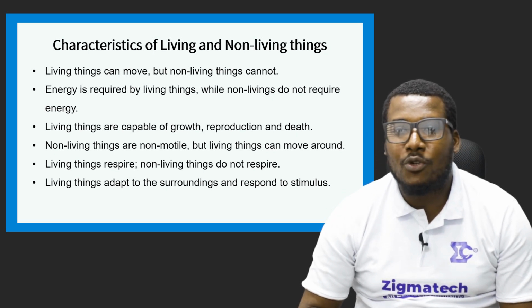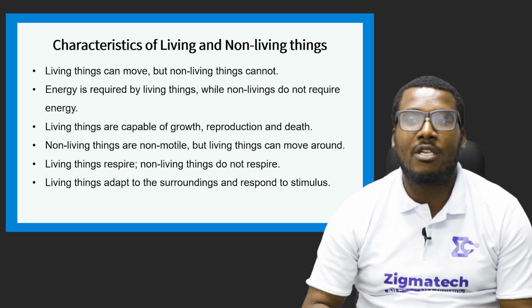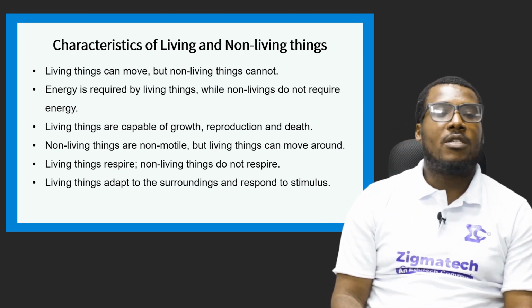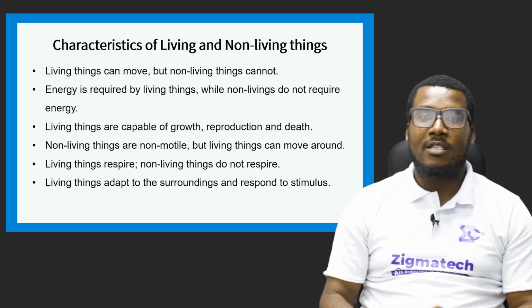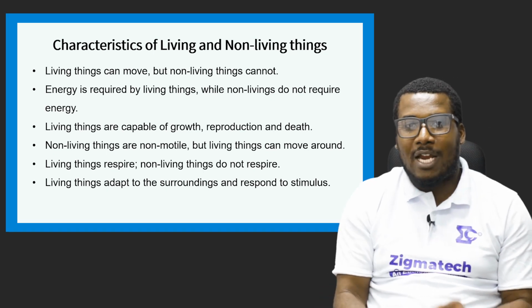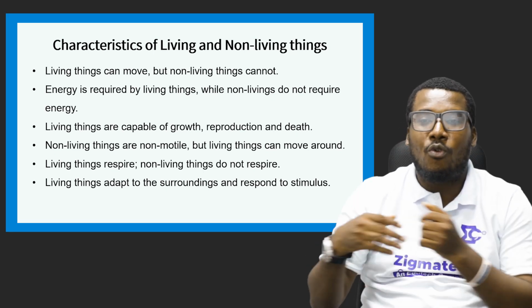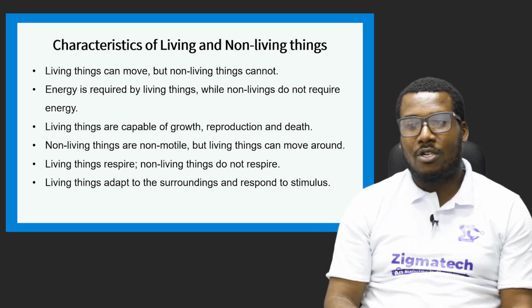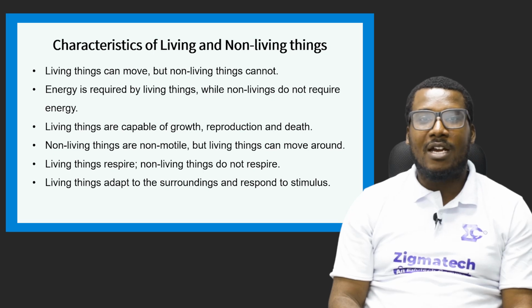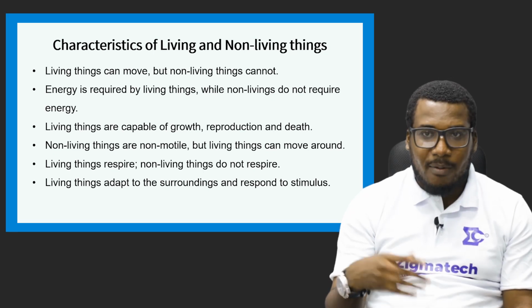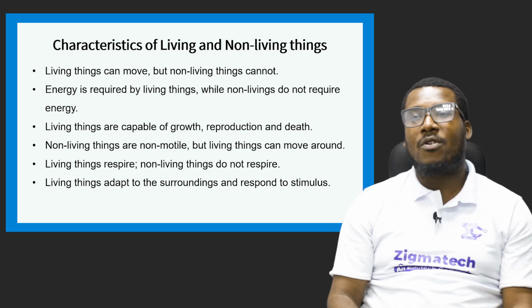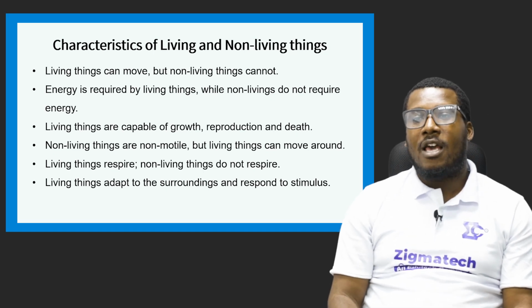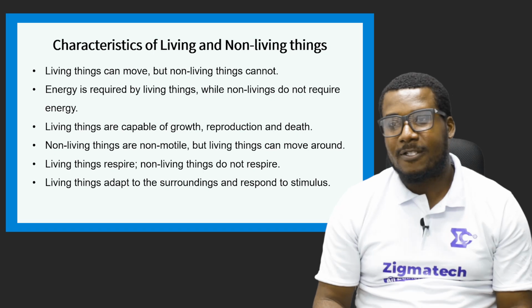Number six, living things adapt to their surroundings and respond to stimulus. Non-living things do not do this. For example, we get to a cold climate, we can adapt there and try to fit into that particular climatic condition. Non-living things do not even adapt. They just stay. Some of them either freeze up or burn down. If it's a place that is very hot, it burns down. It does not adapt easily, except again by external forces.